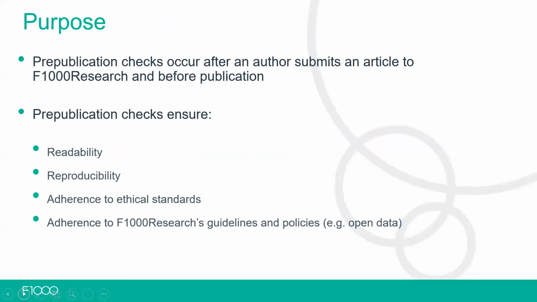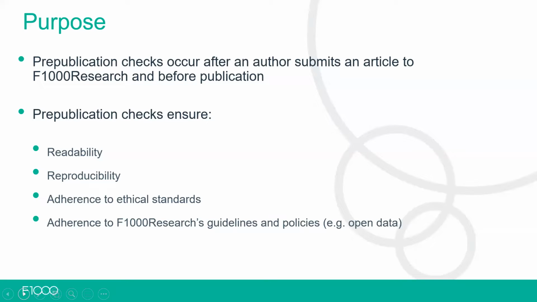Now, what is the purpose of doing pre-publication checks? Because we publish the paper before peer review, as I mentioned earlier, we have to ensure that each article meets a certain standard. Now, this means checking that the article is readable, that it is reproducible, that it adheres to the ethical standards and F1000's guidelines and policies. Now, these checks are more substantial than any other publishers require at this point.